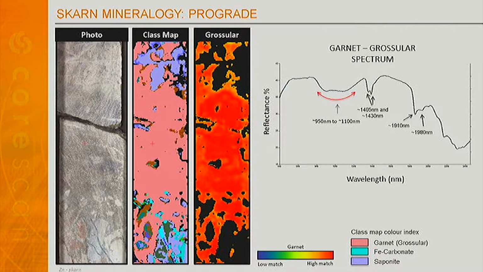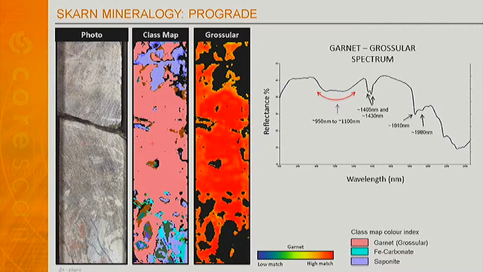Here's some grossular, and every time I show you one of these, I'm going to show you a photo, the classification map, which shows you all the minerals, which are defined down here at the bottom. And then this is what we call a match image. So this is just grossular, and it's a match from 92% to 100% match to a library spectrum of grossular. The library spectrum is from the USGS. So what you're showing here is that where it's black, there is no detected grossular at a 92% confidence. So anything above 92% is a match to a library spectrum.